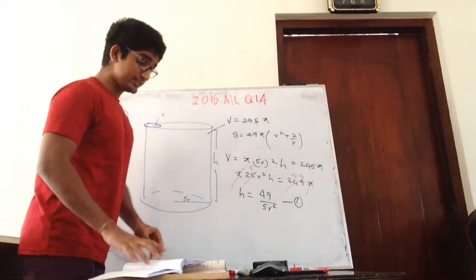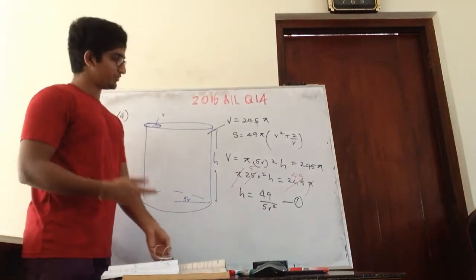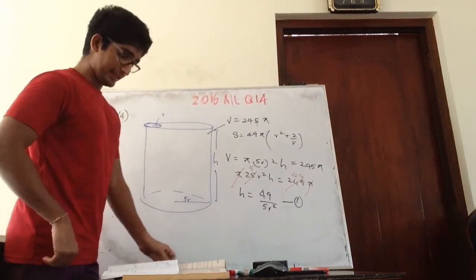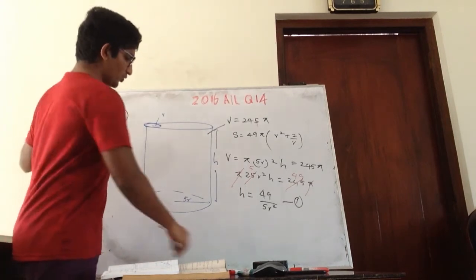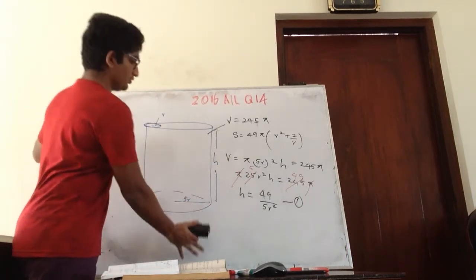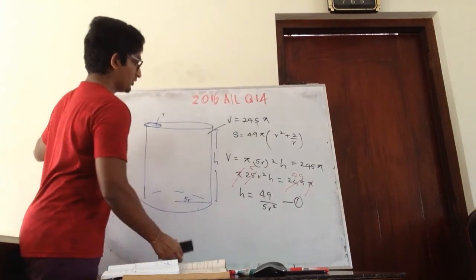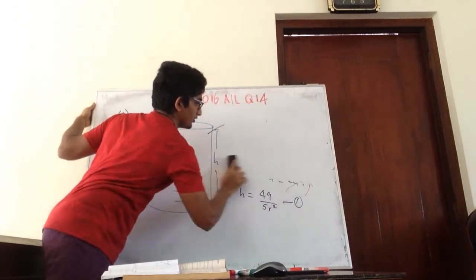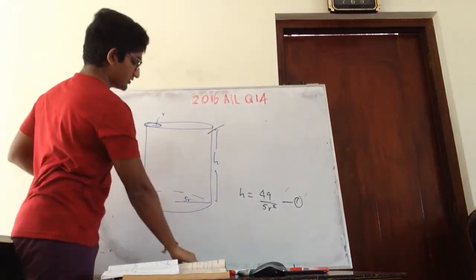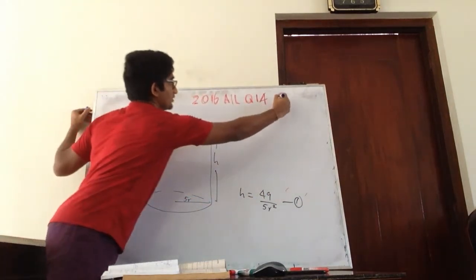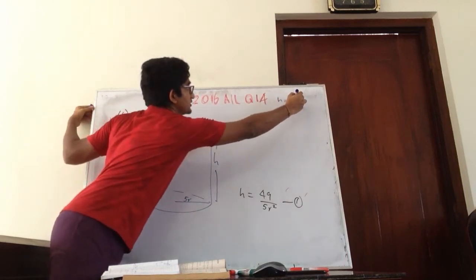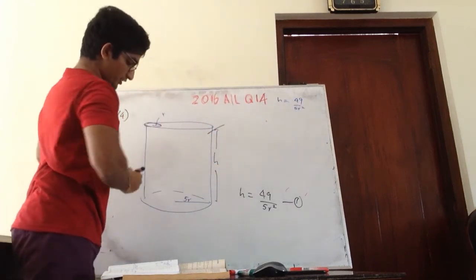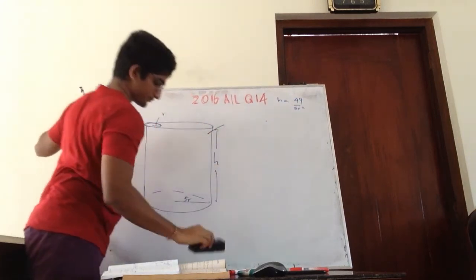Right, so that is done. So now we need to find S now. So let's find S and C. Right? Okay. So now I have got h as this, so I'm going to write this down here. h as 49 over πr square. So let's find S now.